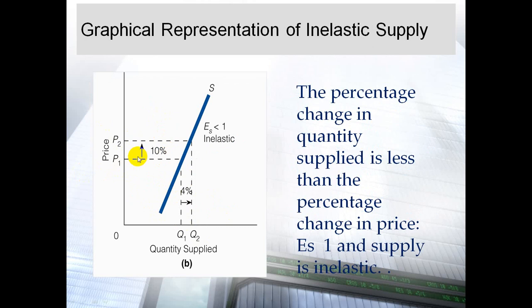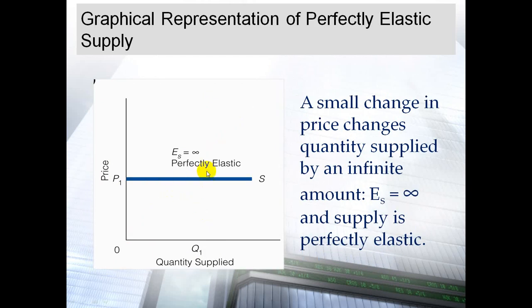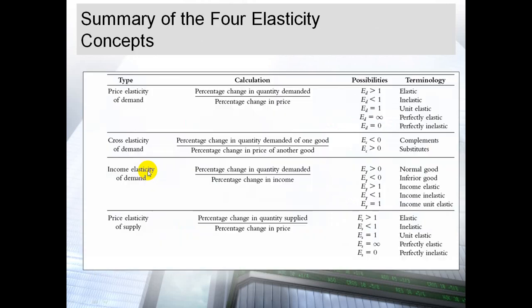Here what happened? The price of the good increased by 10%. The quantity supplied will surely increase because the relationship is direct between price and quantity supplied, but it increased by 4%, less than the change in price. So the percentage change in quantity supplied is less than the percentage change in price. So it is an inelastic supply. This is unit elastic supply, and this is perfectly elastic supply. I'm not going to focus on this and this.